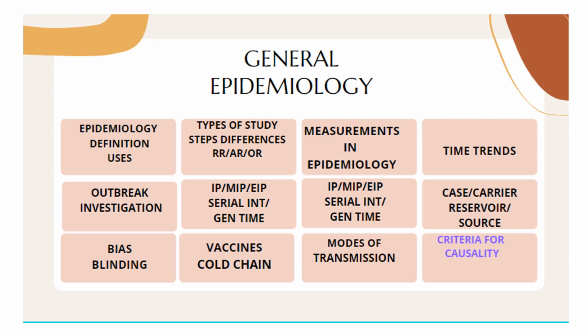Besides this, you should know about the different biases in these studies, how to eliminate each of these biases at different stages, at the stage of design, at the stage of application, and blinding, as well as certain definitions like the incubation period, median incubation period, extrinsic incubation period, serial interval, generation time, and cases, carriers, reservoirs, the difference between reservoir and source, and the different modes of transmission, the vaccines, the national immunization program, where it is given, the site of application, the dosage, the route of administration, everything, as well as the cold chains.